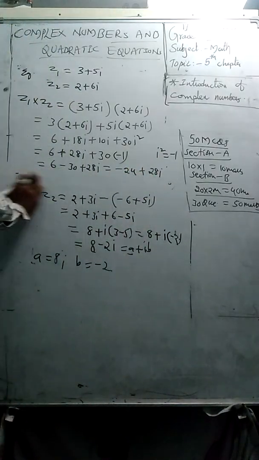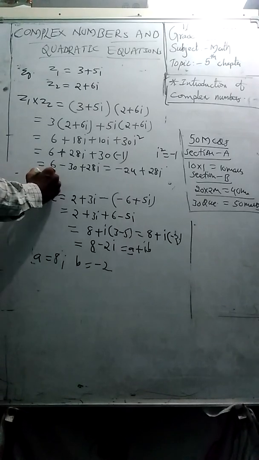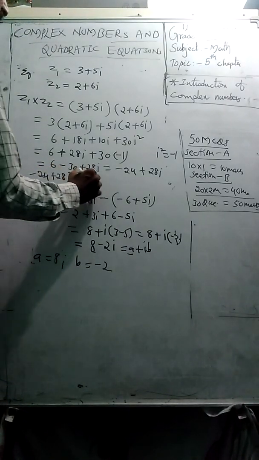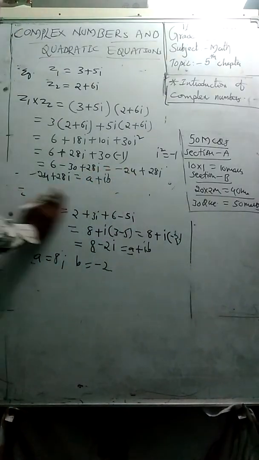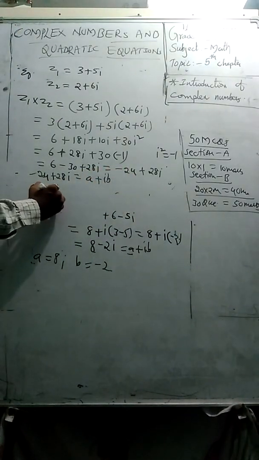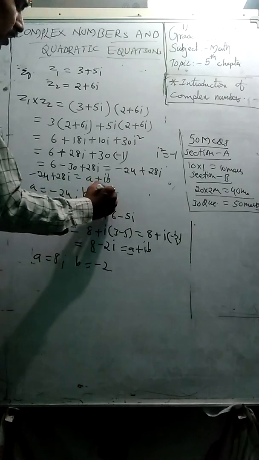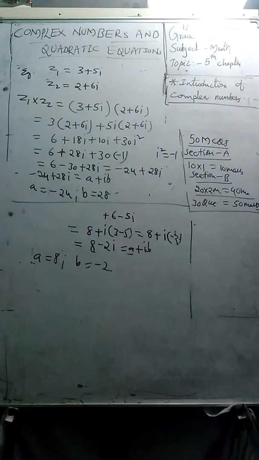28i. If we compare minus 24 plus 28i with a complex number, we get the real part as minus 24 and the imaginary part as 28. So when you are multiplying, you should be very, very careful. In whichever step you get i square, please substitute it as minus 1 and simplify. Write the part which we have.